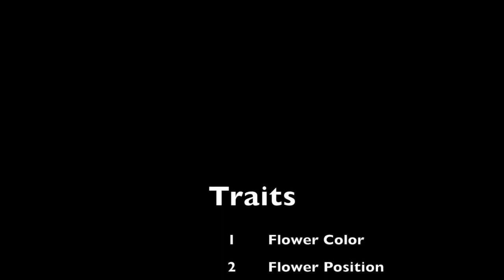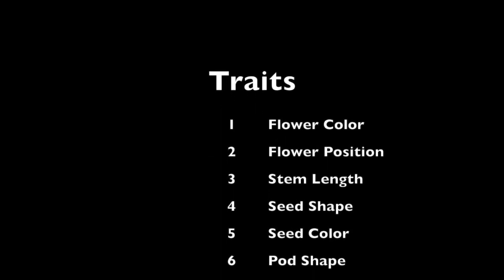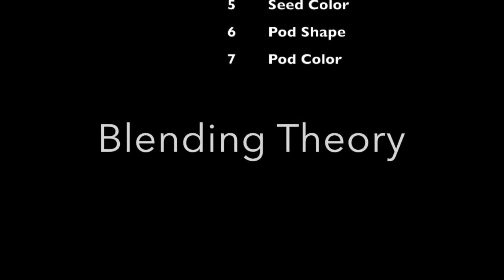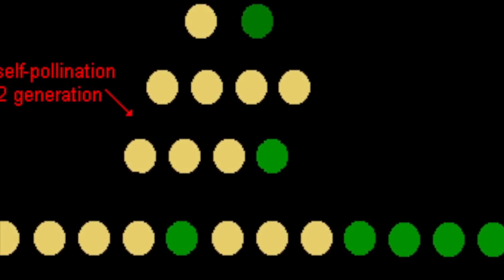He kept track of 7 traits and then began to notice some patterns which were against common belief at the time. They thought through the generations traits would mix together. They called this the blending theory. But Mendel's experiments proved this wrong. Here's what he came up with.